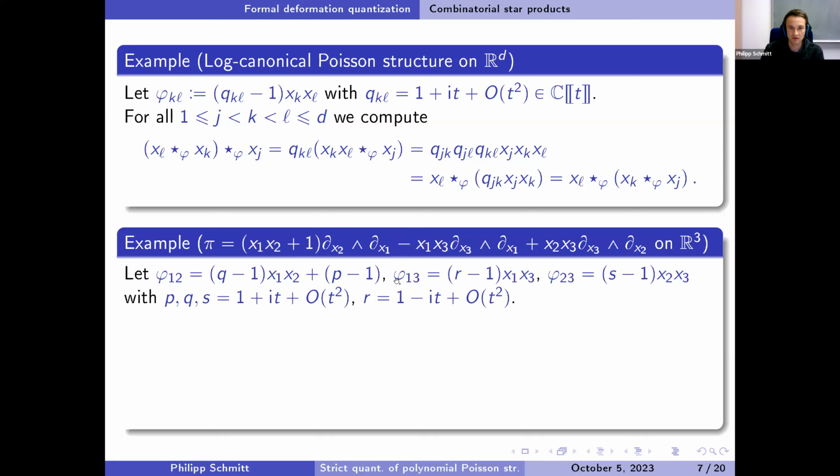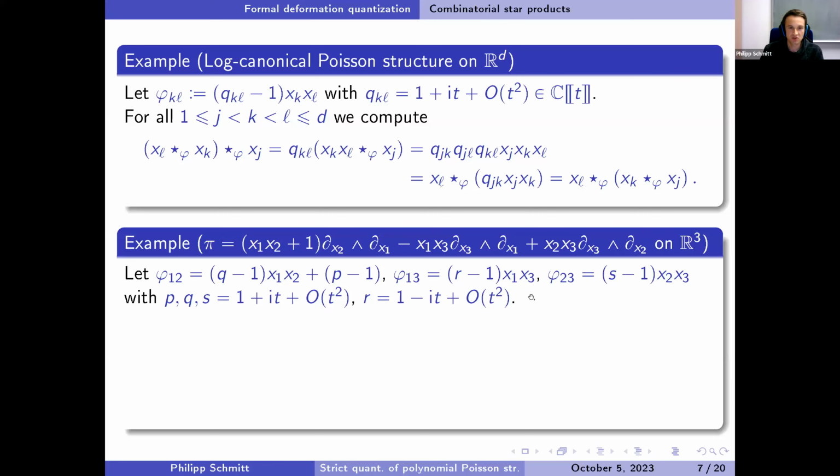We take similar choices as before for phi13, where now we take r minus 1 times x1, x3, and for phi23, we have s minus 1. Due to this one sign here, r needs to be of the form 1 minus it instead of 1 plus it, and then higher orders.